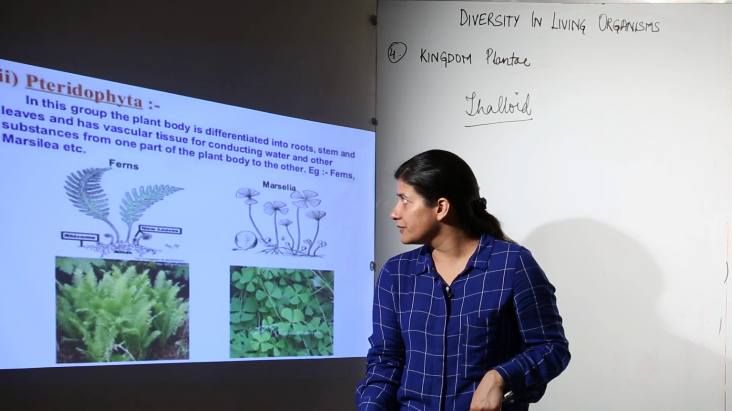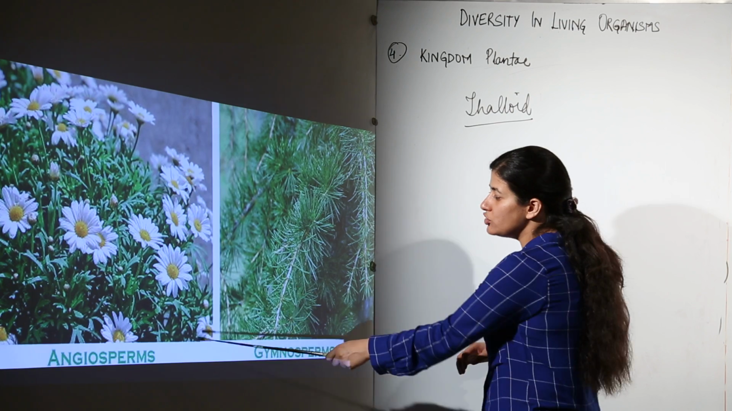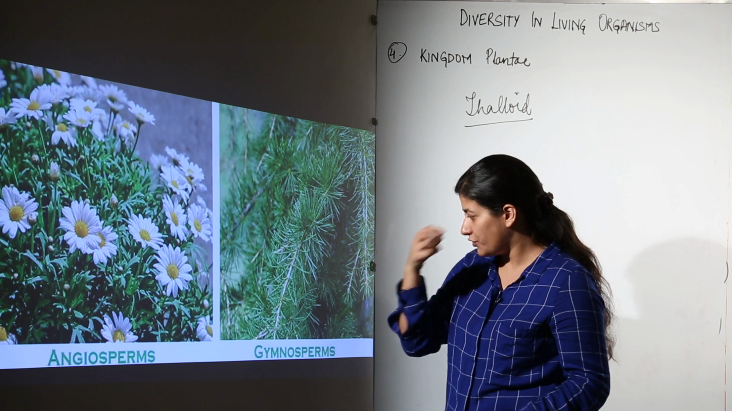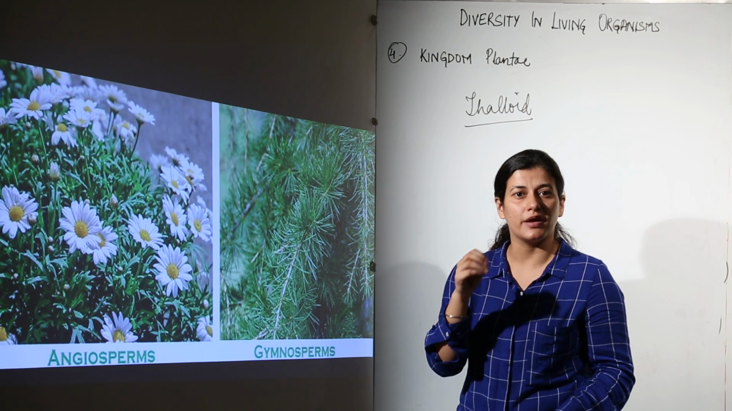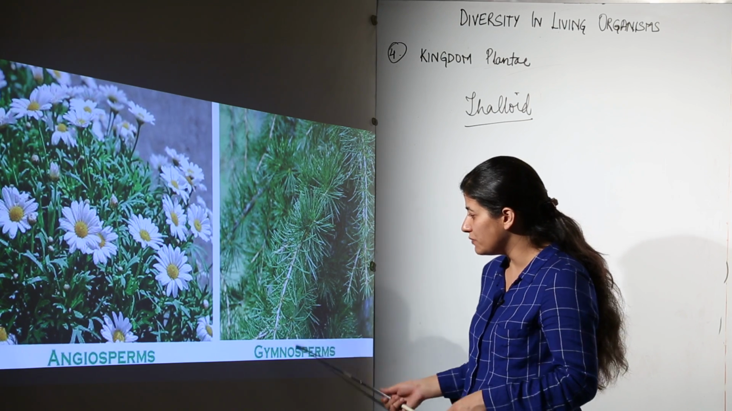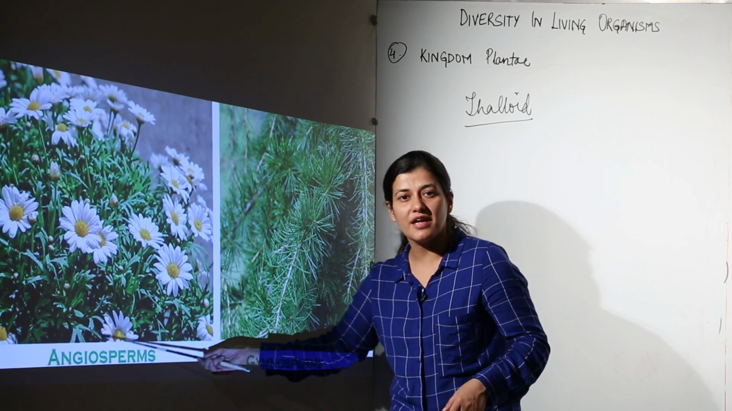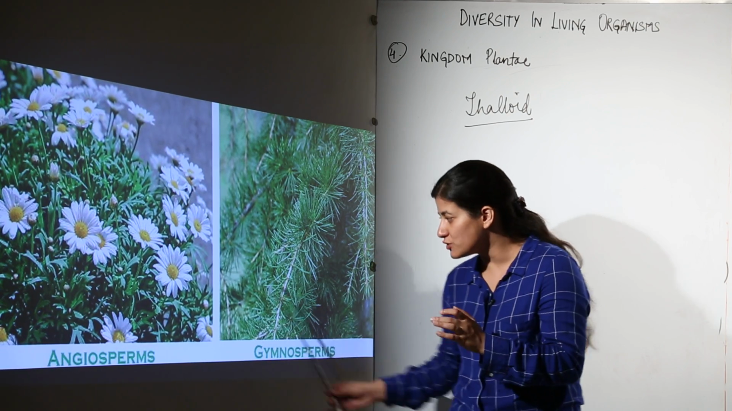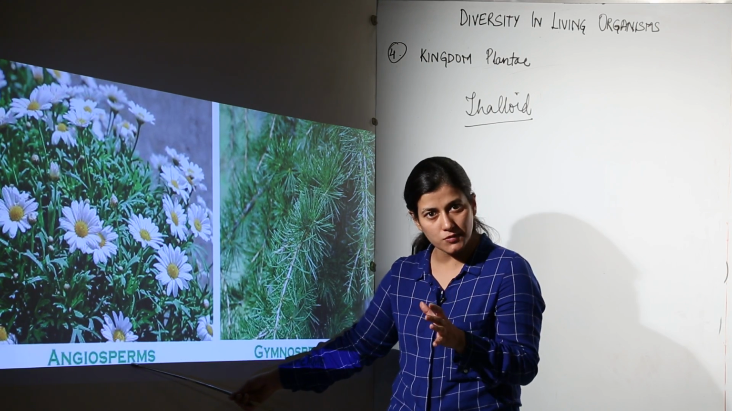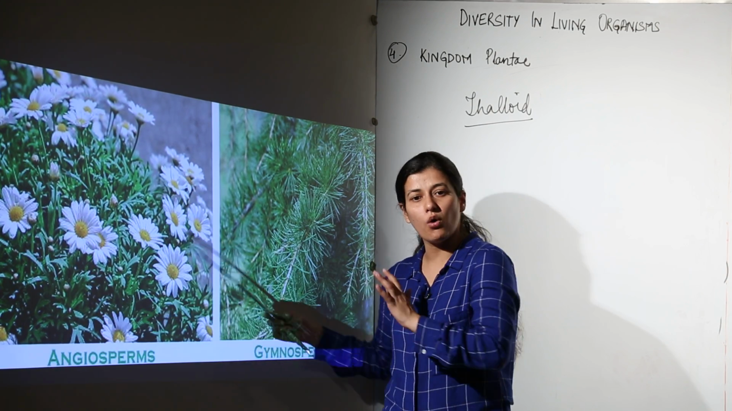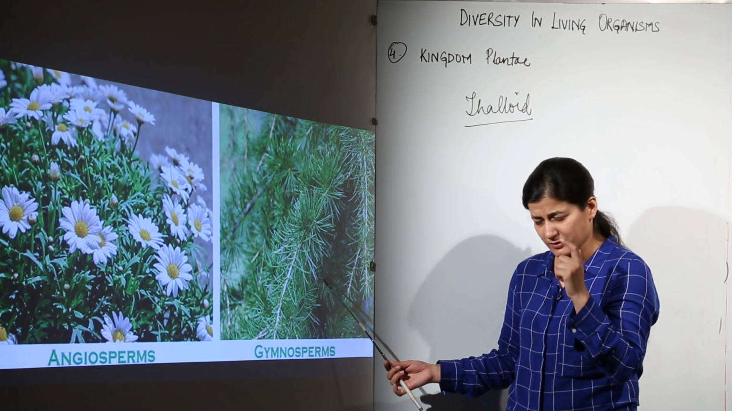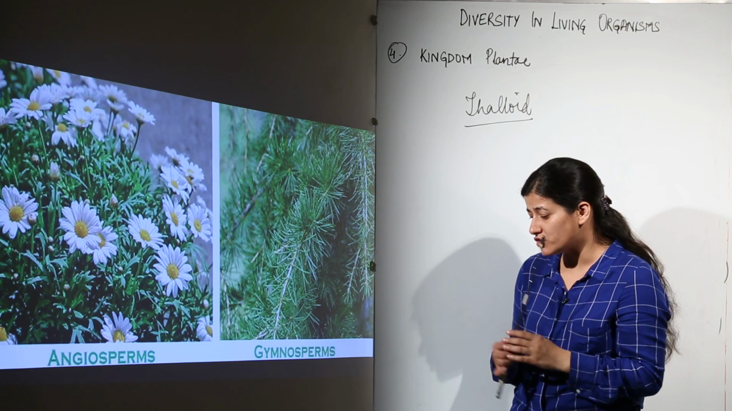Now moving further, we have angiosperms and gymnosperms. Previously in the three divisions that we talked about, we never mentioned a seed or a flower, nothing was mentioned. When we are going to talk about gymnosperms, this word sperms refers to seeds. So we have two types of plant classifications. One is gymnosperms and the other is angiosperms. You see the flowering plants, they are all angiosperms. You see these pine and rest of these, I would say conifers, they belong to gymnosperm category.